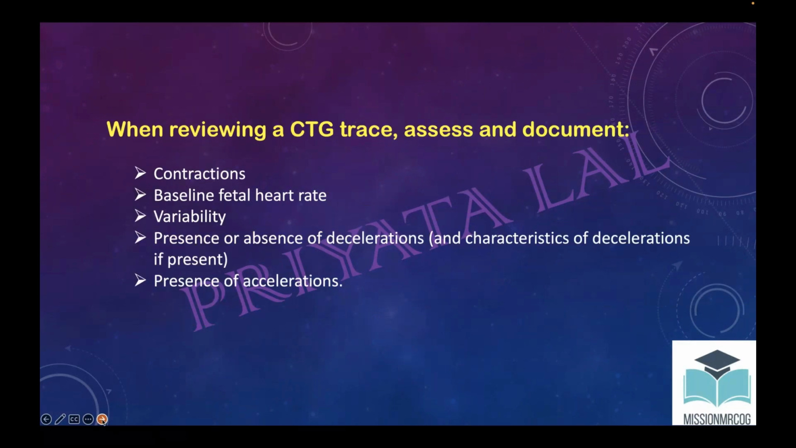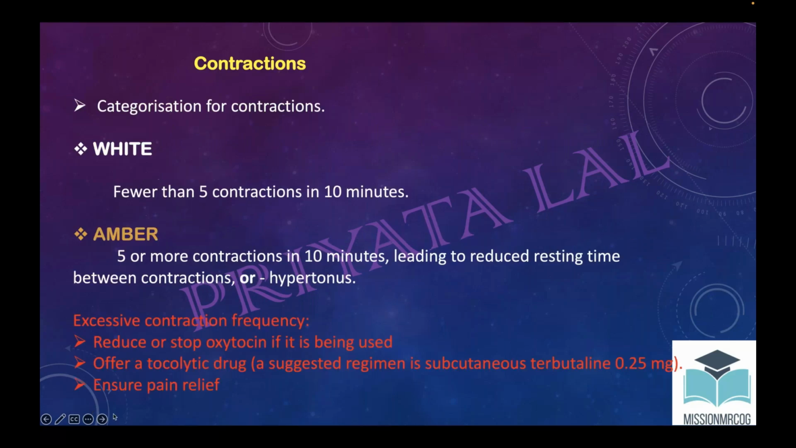Now what are the updates in the guideline? When the CTG is reviewed, these are the things we look at: the contractions, fetal heart rate baseline, accelerations, and decelerations. I'll be explaining each part of it, then the categorization of CTG, the way it has changed with the new guideline. Now, contractions: how does the new guideline categorize contractions?